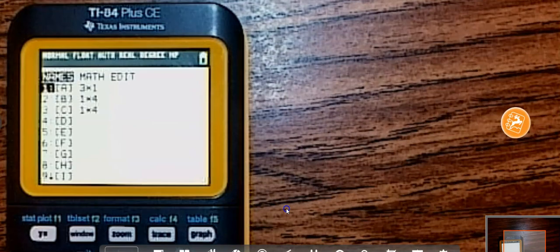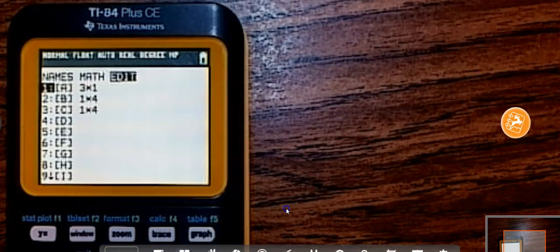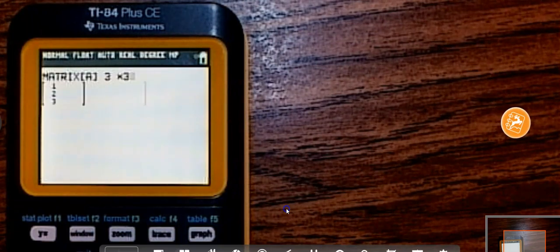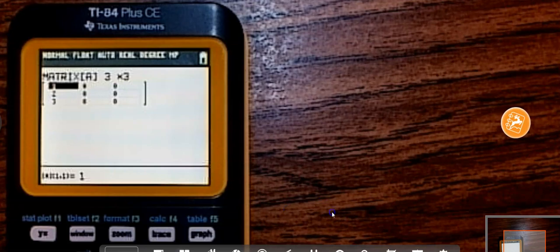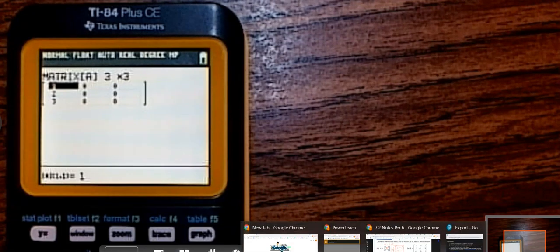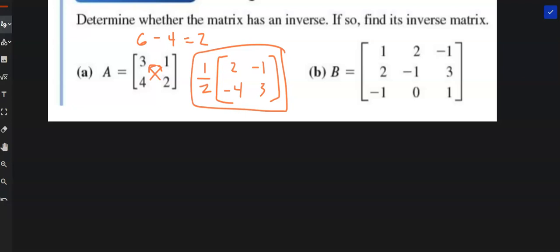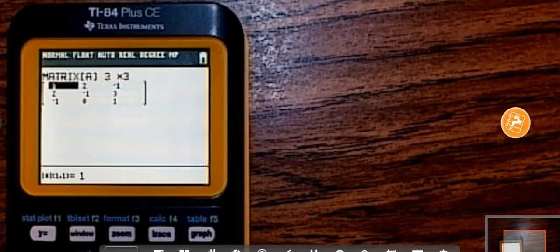So back to the matrix section, and we're going over to edit, right? And we want a 3 by 3. And I'm going to have to jot my numbers down here because I don't remember. 1, 2, -1. Oops, not -2. 2, -1, 3, -1, 0, 1. So once you've got them entered in the computer or calculator, right? You made a 3 by 3. Got everything entered in.